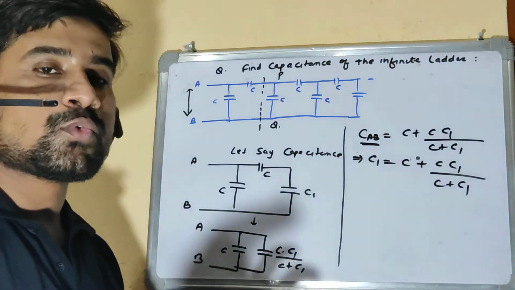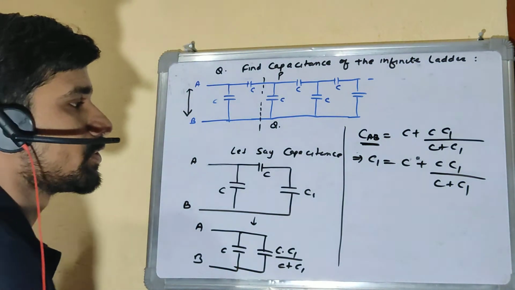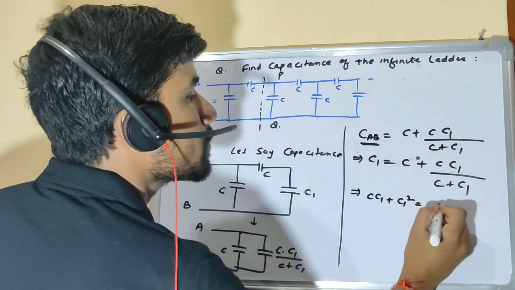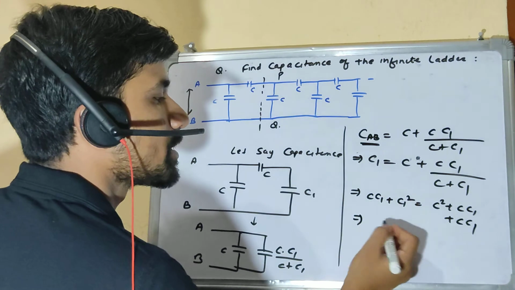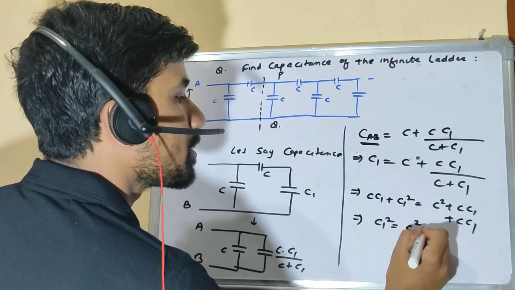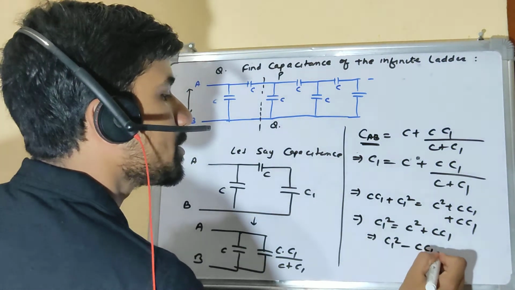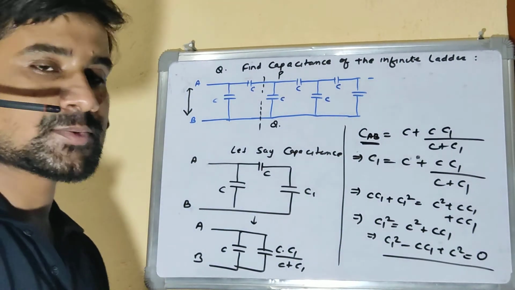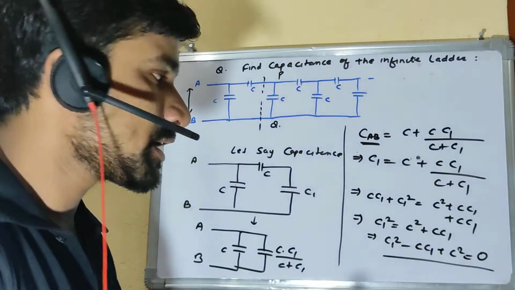Now we need to find the value of C1 by solving this equation, right? Let's make an equation over here. This becomes CC1 plus C1 square equal to C square plus CC1 plus CC1, right? So this becomes C1 square equal to C square plus CC1. So C1 square minus CC1 minus C square equal to 0. This becomes a quadratic equation now.